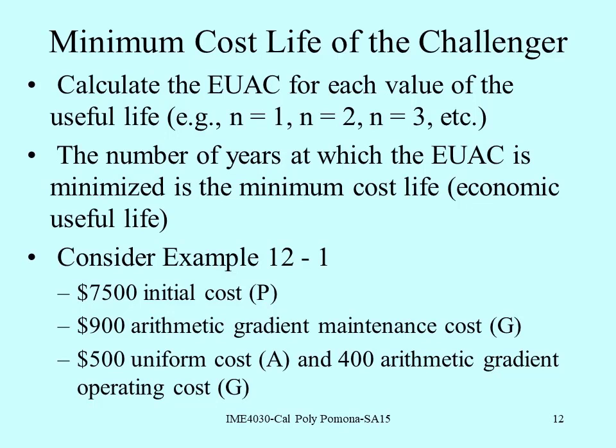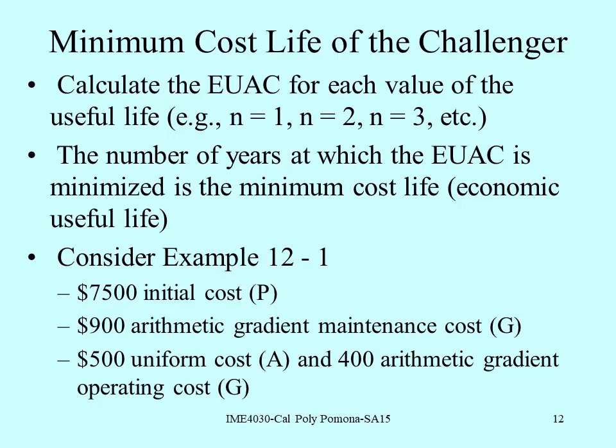So let's look at an example, 12-1 from your book. We've got a piece of equipment with a $7,500 cost and a $900 arithmetic gradient for maintenance. In other words, as this piece of equipment gets older, the annual maintenance cost is going up by $900 a year.